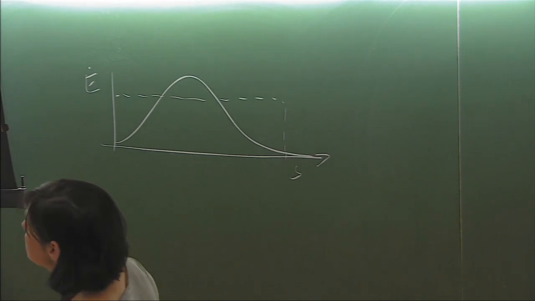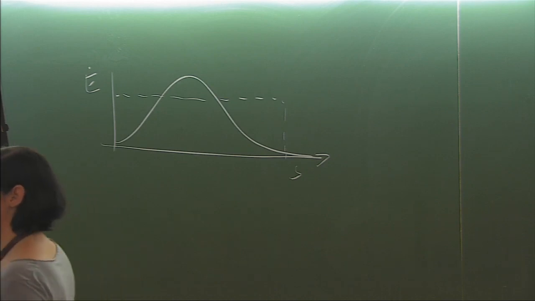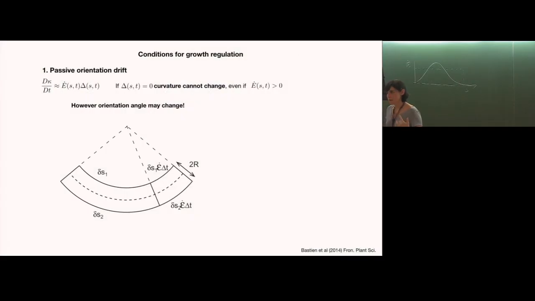Okay, conditions for growth regulation. So now that we see that we're able to describe our growth, it turns out that it's not so obvious that you're still able to regulate your growth in such a nice way where you're straight at the end of the day. And we'll see that there are a few conditions that you have to meet. Okay, so I'll go through a few of them.